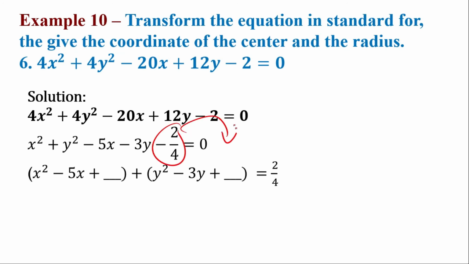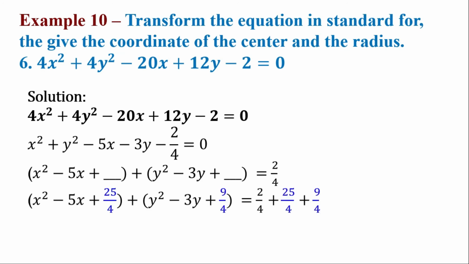So I transpose it here. I group x and x. Then I add something here to complete the square. So 5 over 2, we cannot simplify it. We just square it, and we have 25 over 4. So plus 25 over 4. 3 divided by 2, we cannot simplify it. So we have 9 over 4. So plus 9 over 4.